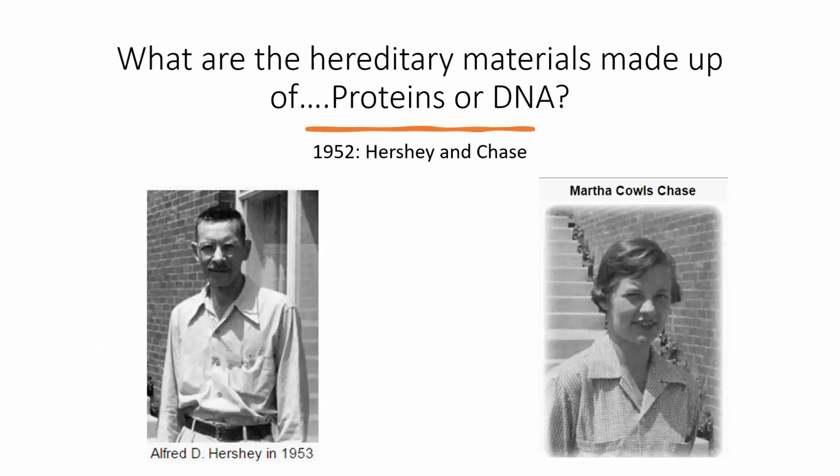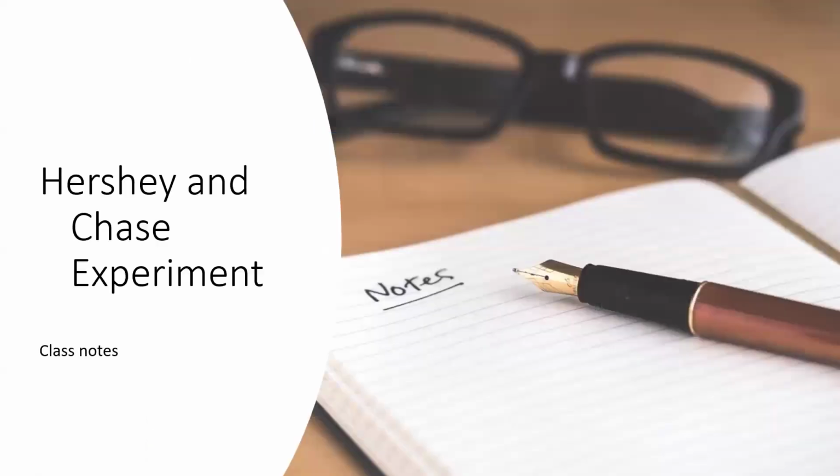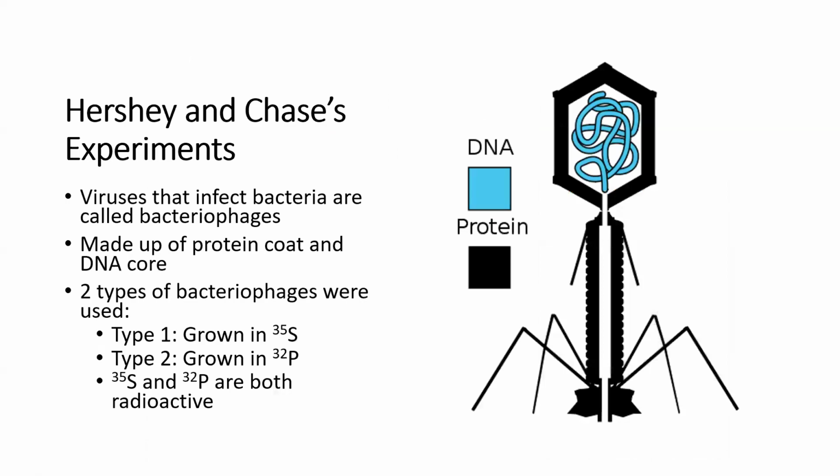And then later on, there was a famous experiment done by these two scientists, and it's called the Hershey and Chase experiment. Okay, the Hershey and Chase experiment definitively shows that DNA is the hereditary material and not proteins. Right? So we're gonna take a note and talk about the Hershey and Chase experiment. So please take out a piece of paper, and then we're gonna do this.